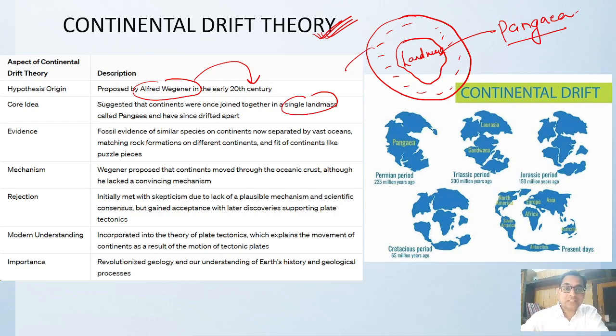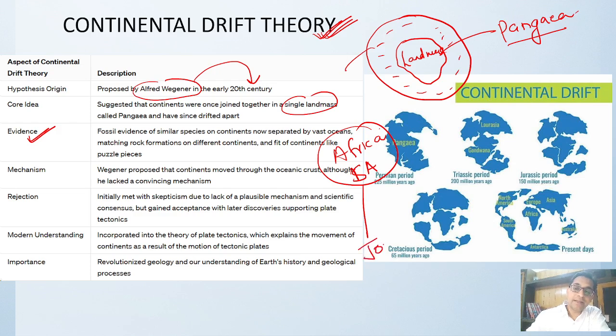Now, why has this continental drift theory gained importance? It is because of the evidence it gave. If you go to Africa and South America, they were both joined earlier. The way they fit shows like a jigsaw puzzle. Similar fossil evidence has been found in Africa and South America, which shows that these two continents were earlier joined together.